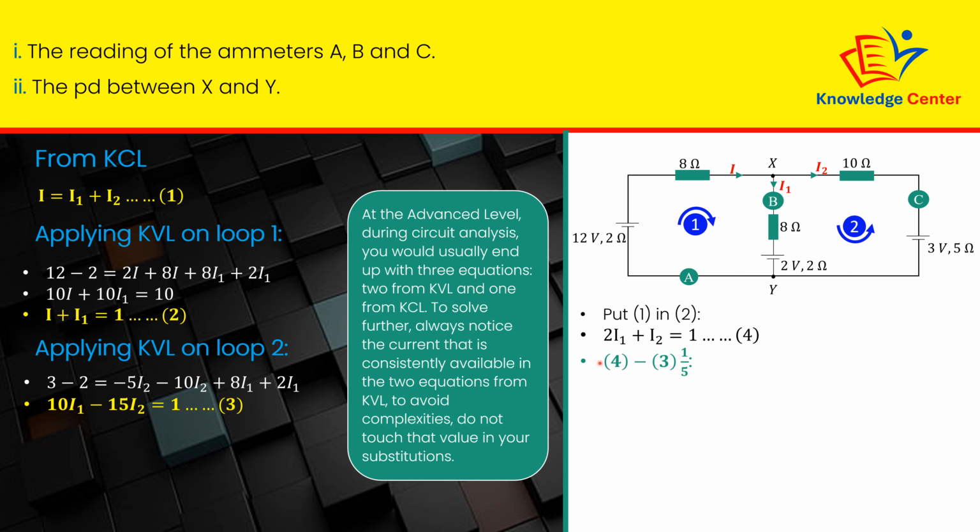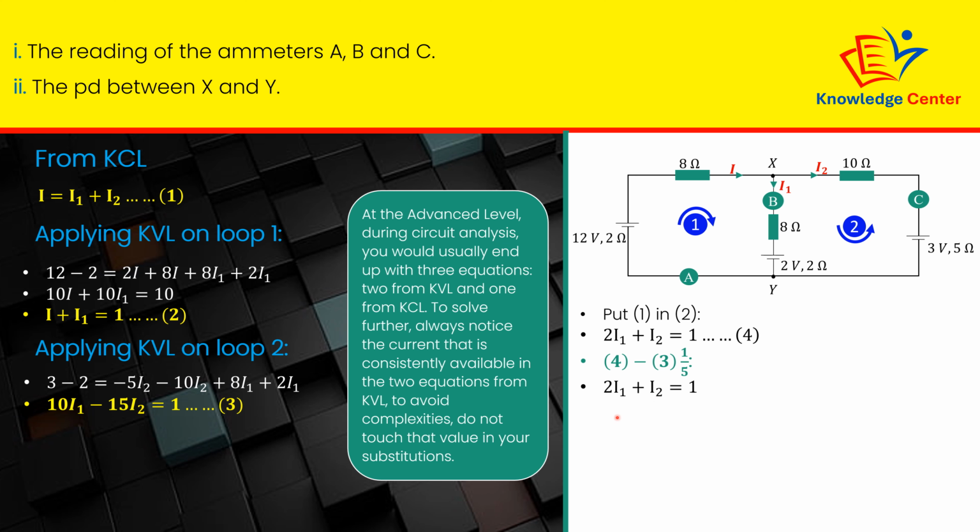Now if you realize, this equation 4 and this equation 3 have the same parameters, I1, I2. So what do we need to do? Our equation 4 is 2I1 plus I2. In equation 3, you have 10I1 and then 15I2. So the coefficients are not corresponding. So what do I do? If I divide this equation 3 by 5, watch this. If I divide this guy by 5, I'll have 2 here, which will correspond to this 2 here. So that's what I have to do. So equation 4 minus equation 3 divided by 5. That's what I've just done here.